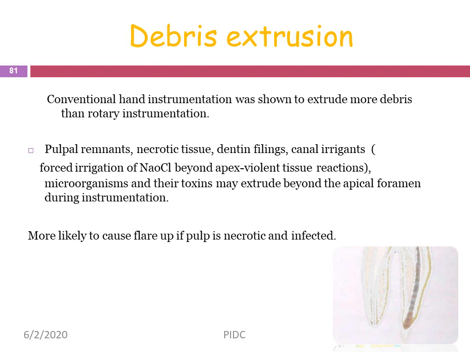Now coming to debris extrusion. This happens when, you know, we have over-enthusiastic dentists, those who are not very experienced, and they tend to, you know, violate the minor apical constriction either with the files or when they are injecting forcefully the irrigants. So what happens is the debris is pushed out into the periapical space, which causes the irritation to the periradicular tissues and which ultimately results in the flare-up.